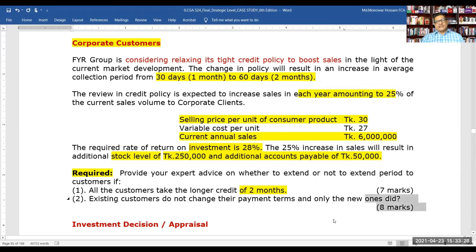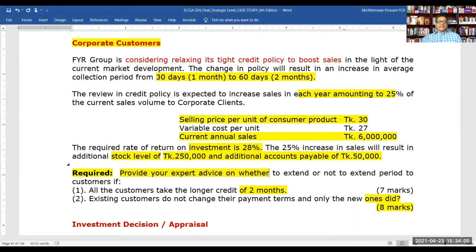So what it is saying here: if all customers take the longer credit, that means this credit is 2 months credit. Another option, existing customers do not change their payment terms. So existing customers are taking 30 days, but new customers are taking 60 days. So here it says provide your expert advice, where you will provide to your CFO the expert opinion.